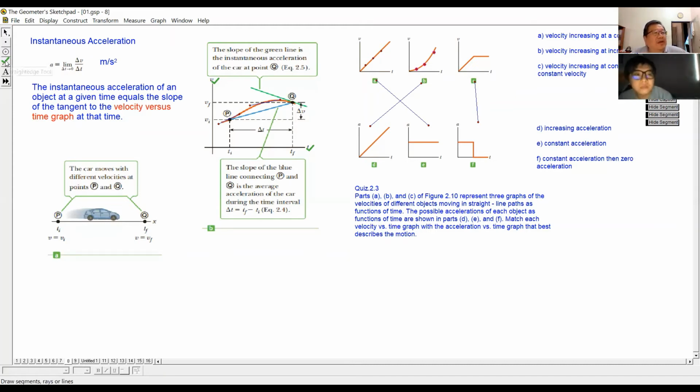Now, how do I know it is constant? Let me see this one first. In order to know whether it is constant or not constant, I draw a tangent at this point here, and I also draw a tangent at this point. Now these two lines, what is the slope of these two lines? The slope of the line at the bottom here, and the slope of the line at the top.